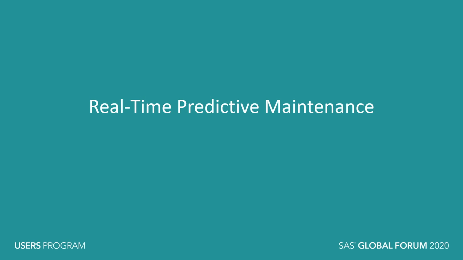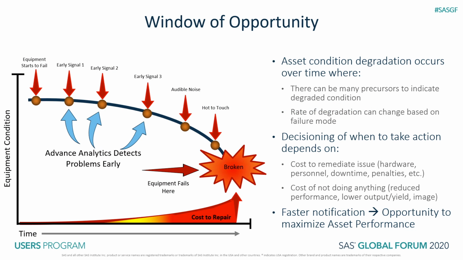So let's talk about the need for real-time predictive maintenance. In this example of an aircraft engine, a failure mode does not typically happen instantaneously. The asset condition will degrade over time, where there can be various precursors to indicate that degradation has occurred. The rate of degradation can change depending on the failure mode, the operation of the asset, and environmental factors, and resolving the issue can increase in cost over time as damage gets propagated and becomes harder to remediate.